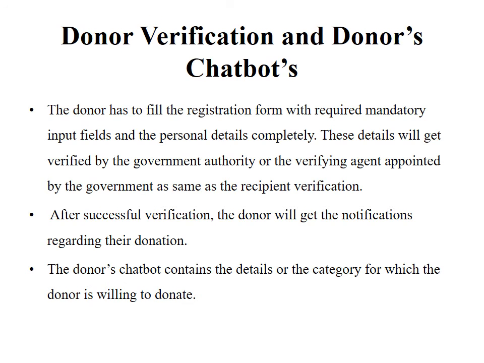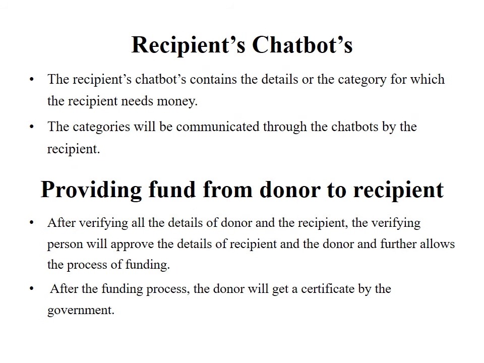The next page is donor verification and donor chatbot. Donor verification and donor chatbot use a mandatory input field, and you will get verification from the government authority. Recipient verification success is notified by notification. Okay, the success notification based category will be the donor retention. The third one is the recipient chatbot. In the recipient chatbot, details of the categories of needs of money can be used.